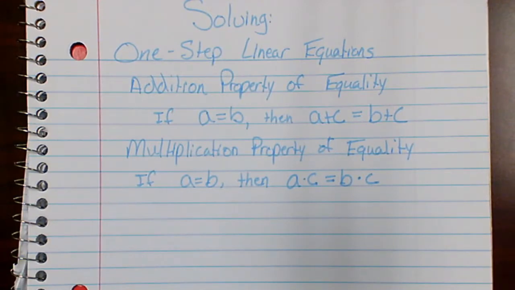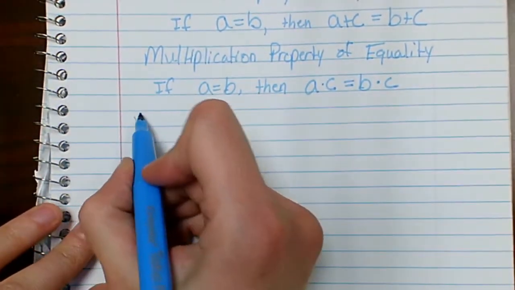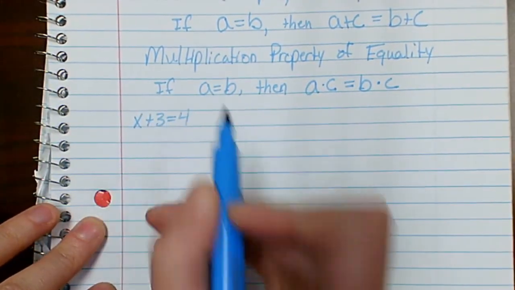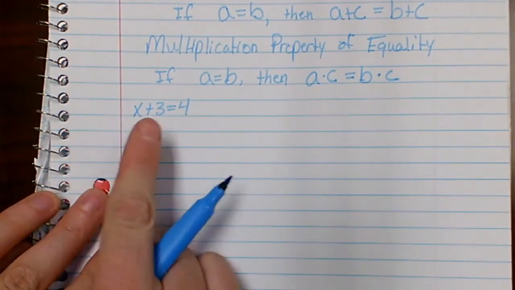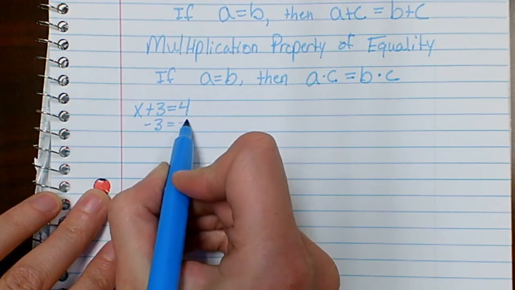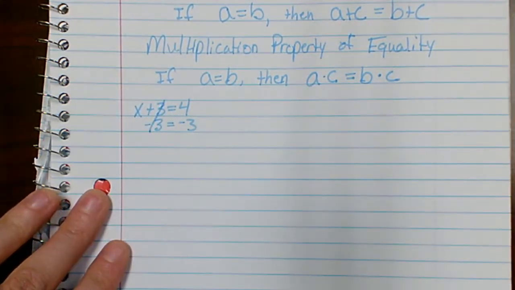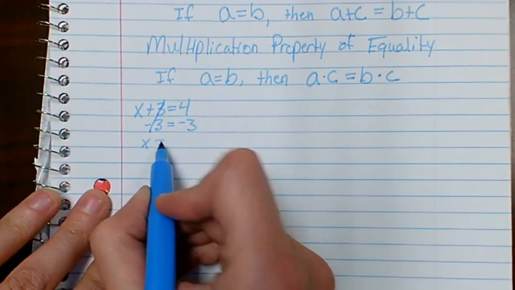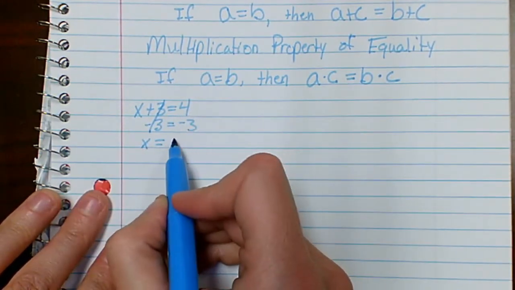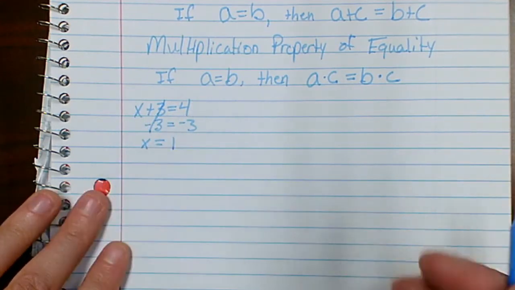So let's look at one-step linear equations. x plus 3 equals 4. What plus 3 equals 4? To solve this, we can subtract 3 from both sides. So that cancels the 3's out, and we have x alone. 4 minus 3 is 1. So then we can check our answer. 1 plus 3 equals 4.